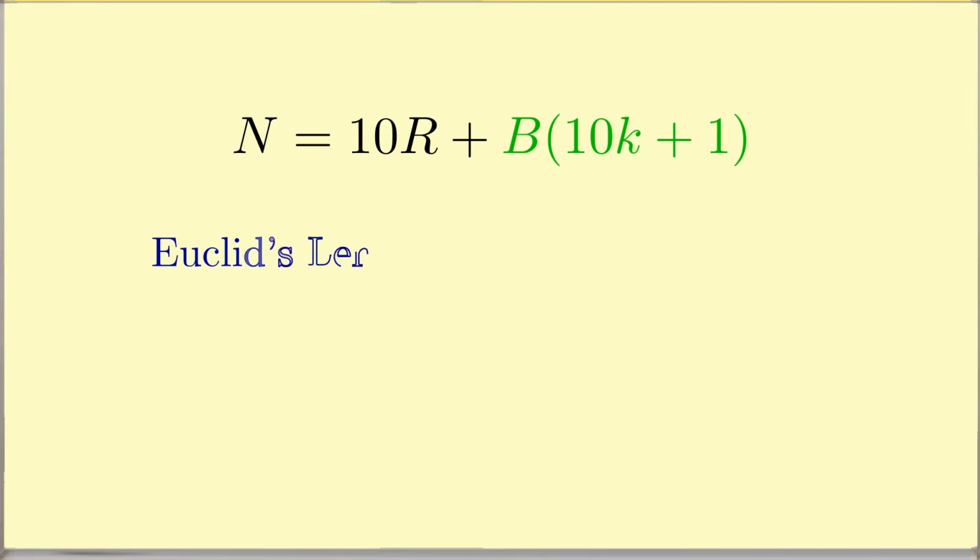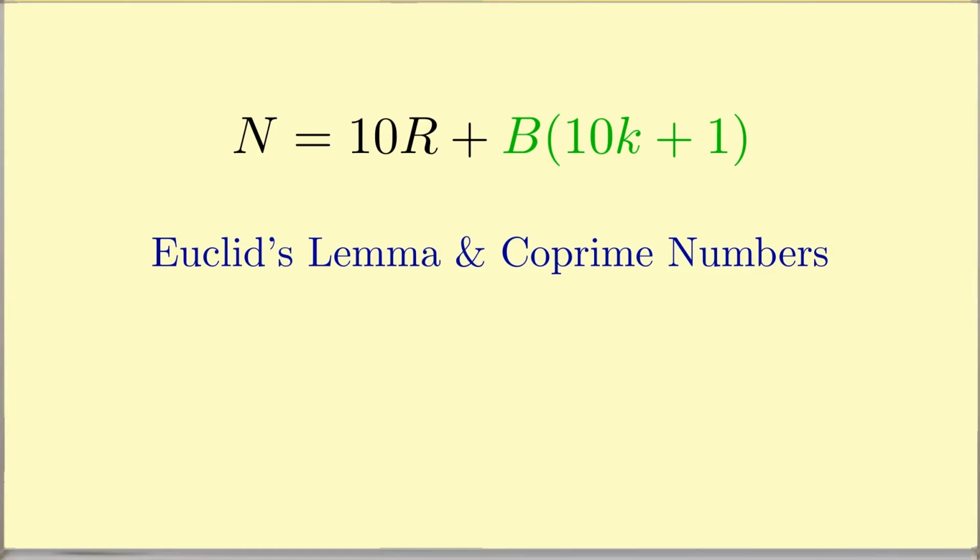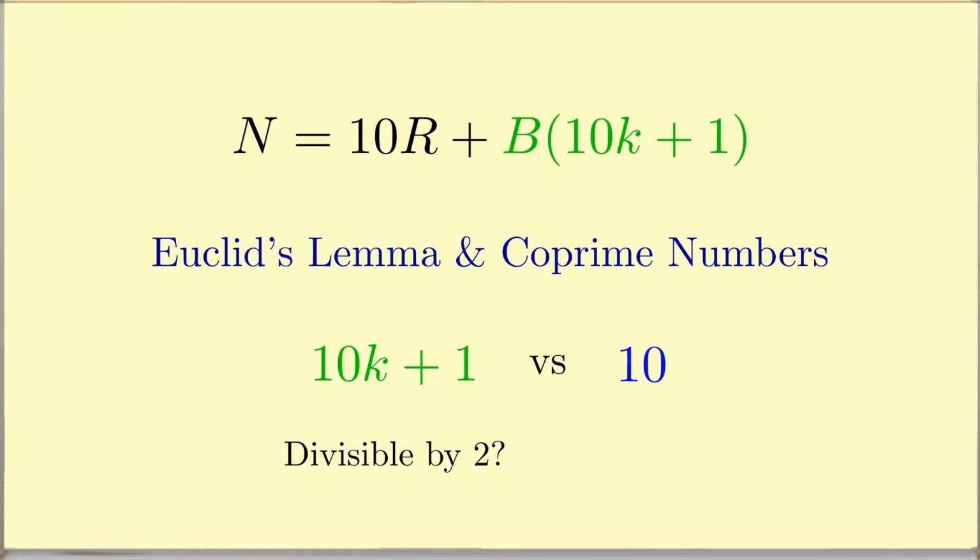This is where one of the most fundamental principles in number theory comes into play: Euclid's lemma and relatively prime numbers. Let us look closely at our divisor, 10k plus 1, and the number 10. Is 10k plus 1 divisible by 2? No, because 10k is always an even number. Adding 1 guarantees that 10k plus 1 is always odd.